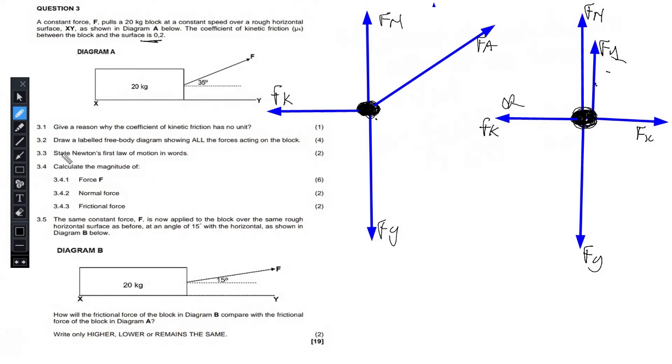And now, 3.3 says state Newton's first law of motion. So how do we state the first law of motion? We will have to say, it says a body.